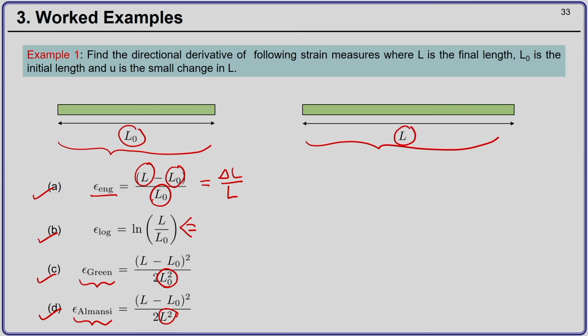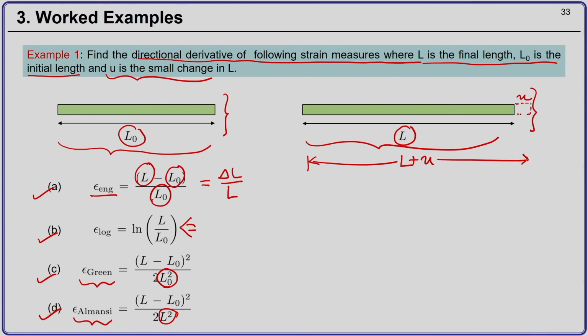Now, once we have the initial rod which is extended to this final length, what we have been asked is to find the directional derivative of these strain measures, where L is the final length and L0 is the initial length, for a small change u in the length L. We are changing length from L to L plus u, and we want to know what will be the change in each of these 4 strain measures because of this much change u in the final length of the bar.